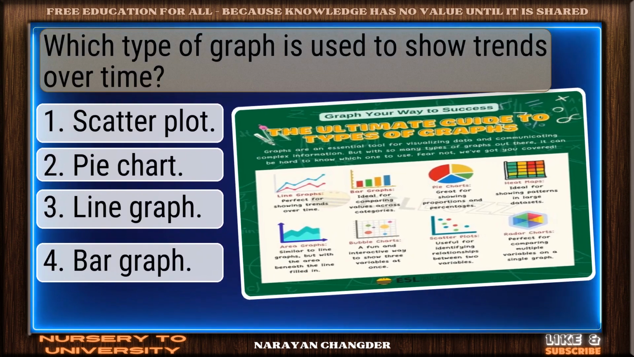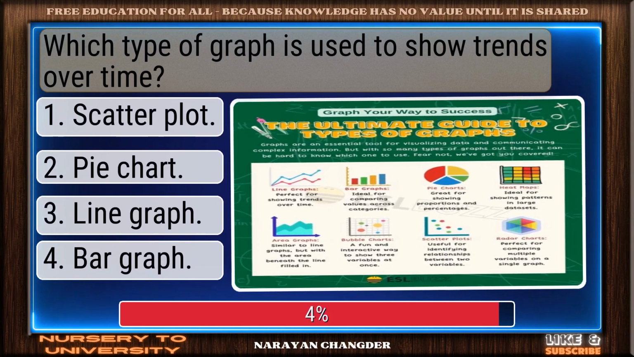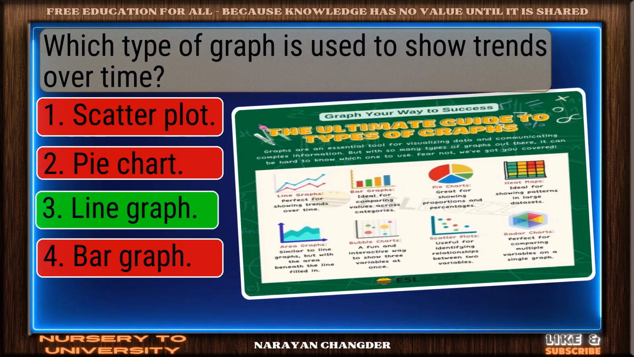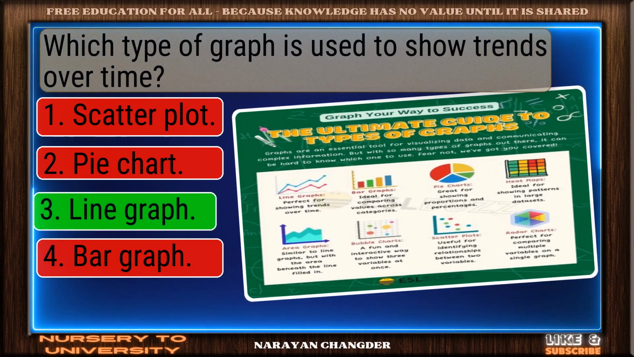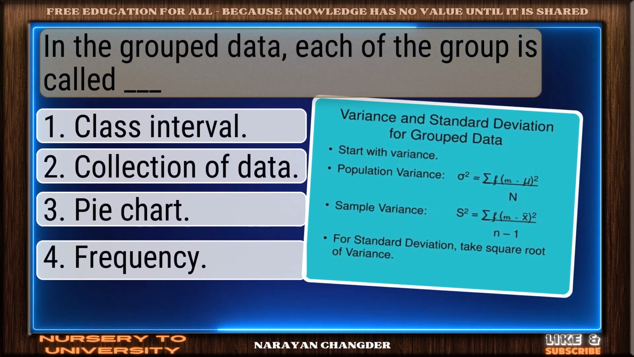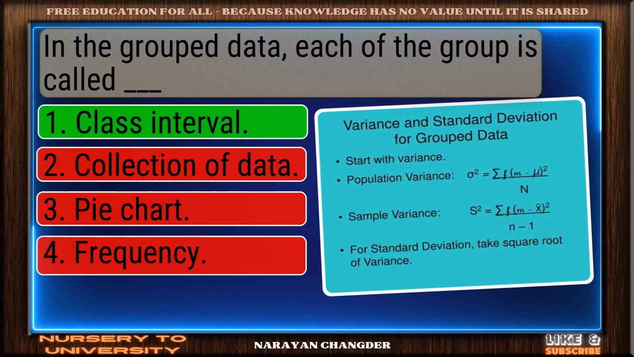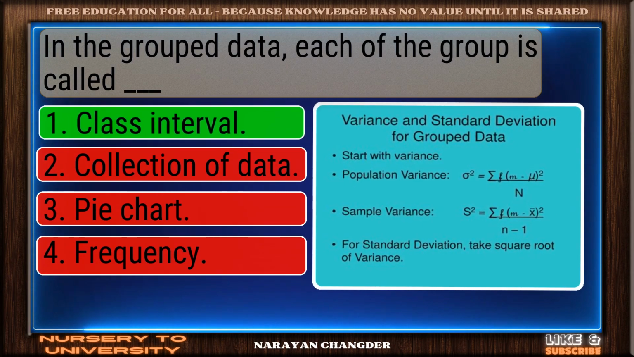Question number 148. Which type of graph is used to show trends over time? Clear logic. Your choice line graph is sound and 100% true. Question number 149. In the group data, each of the group is called dash. Great thinking. Class interval is the right choice.